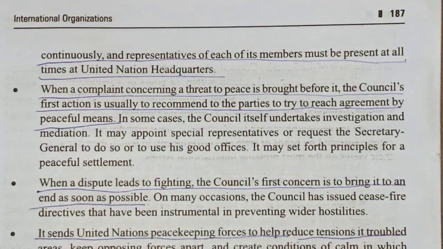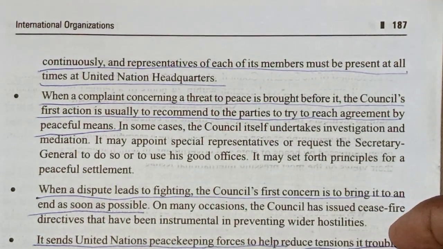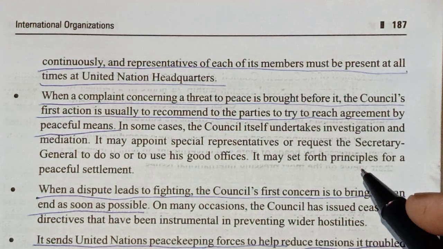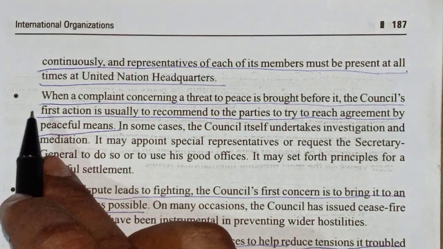At the time of war, or at the time of fight, at the time when the peace and security is threatened, each of its members must be present at all times at United Nations headquarters, always alert.